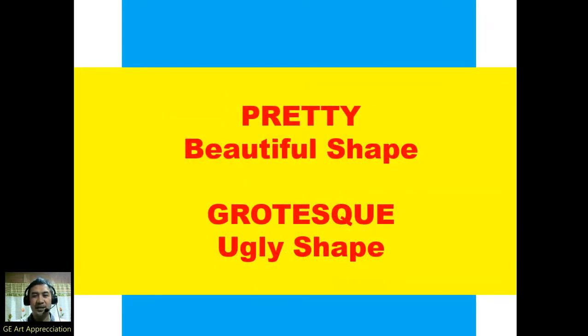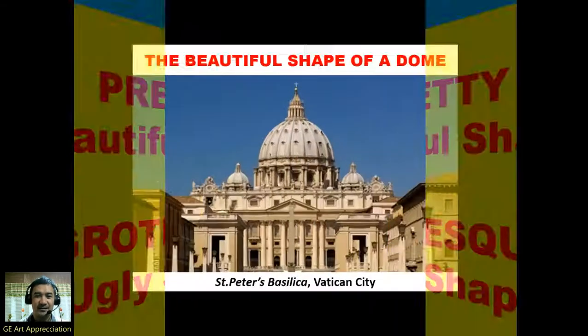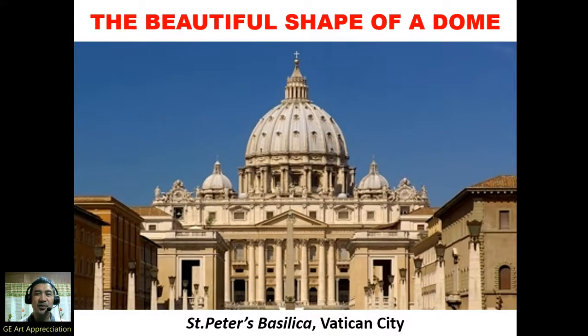Okay, let's proceed to the shape. Again, if the shape is beautiful, then we say it is pretty. But if the shape is ugly, then we call it grotesque. Okay, let's have the beautiful shape of a dome. Okay, here we have the St. Peter's Basilica in Vatican City, where the Pope lives.